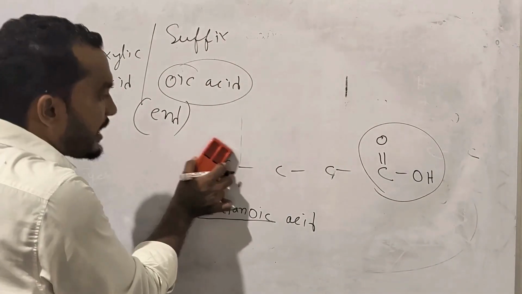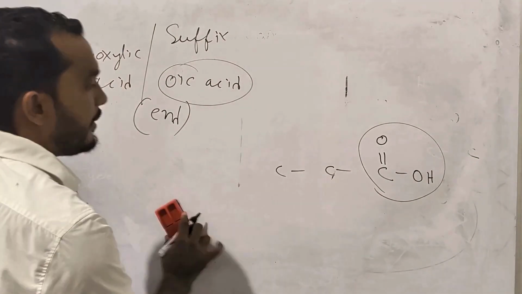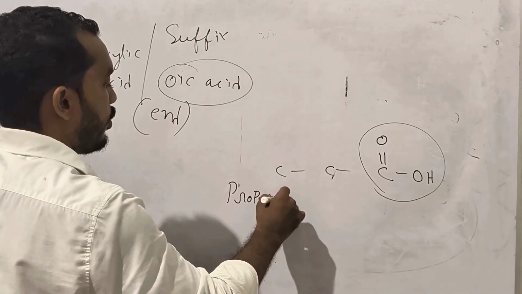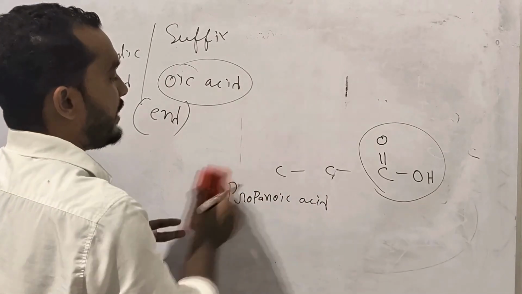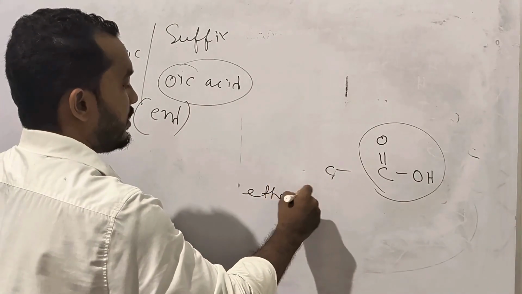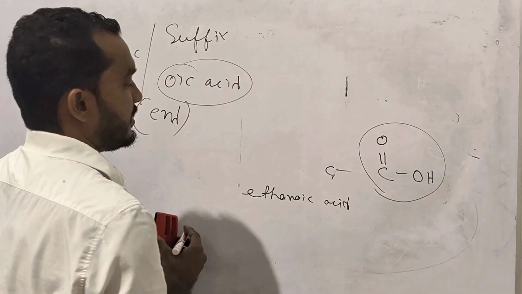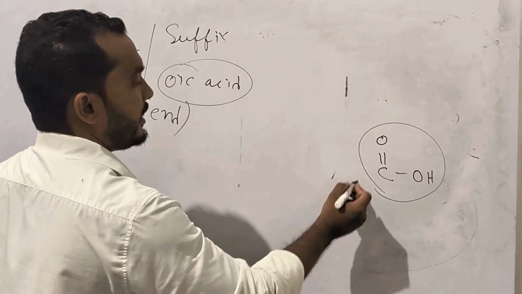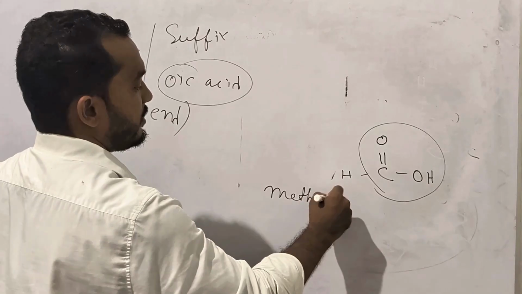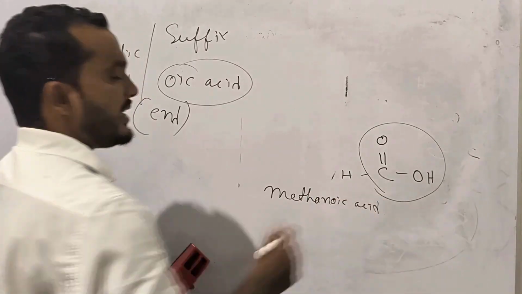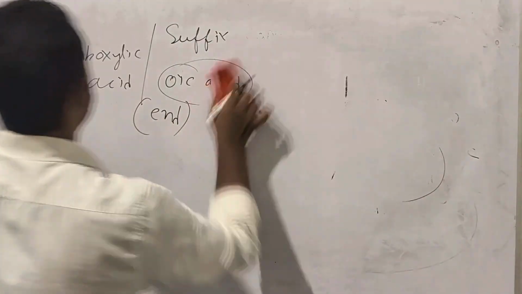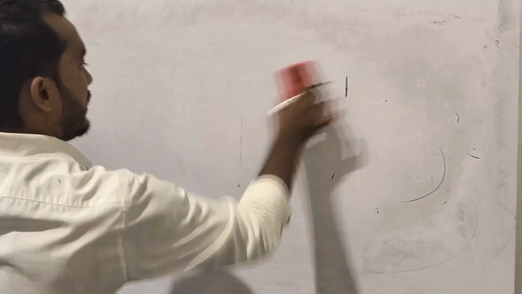If you remove one carbon, it will be what? Propanoic acid. If you remove again one carbon, it will be what? Ethanoic acid. If you remove again one carbon, you place here hydrogen, then it will be methanoic acid. Is it clear to you? Okay. Now let me rub and let me discuss the what?